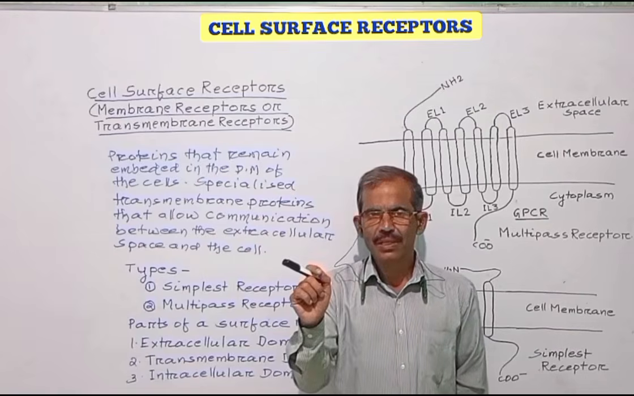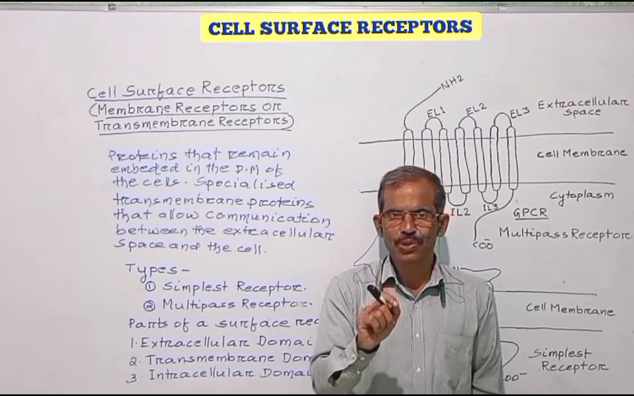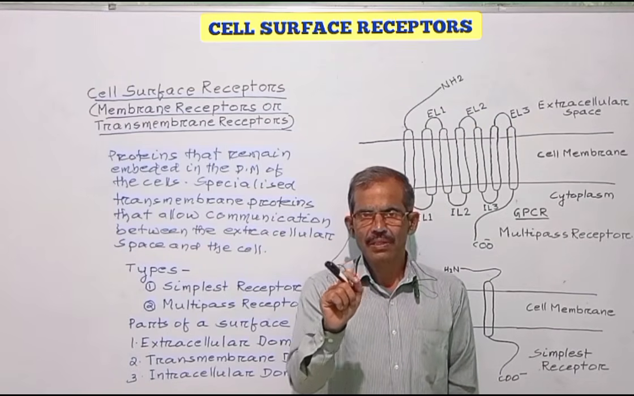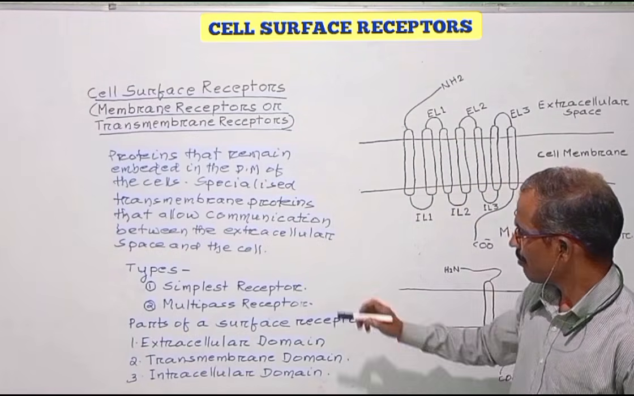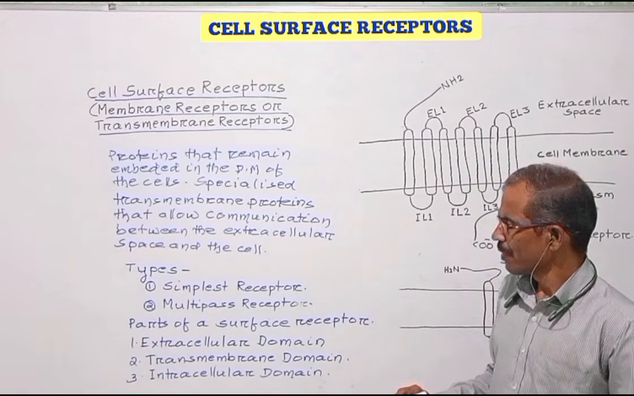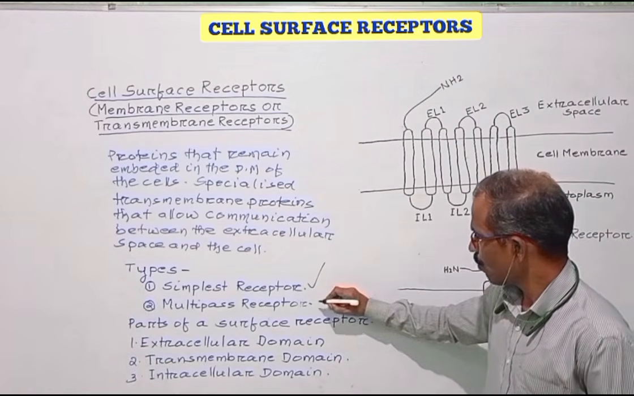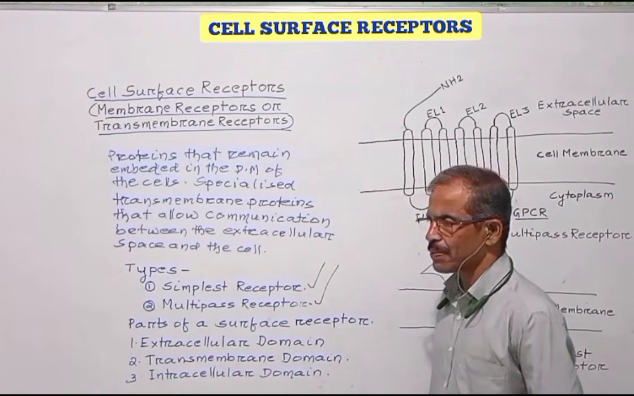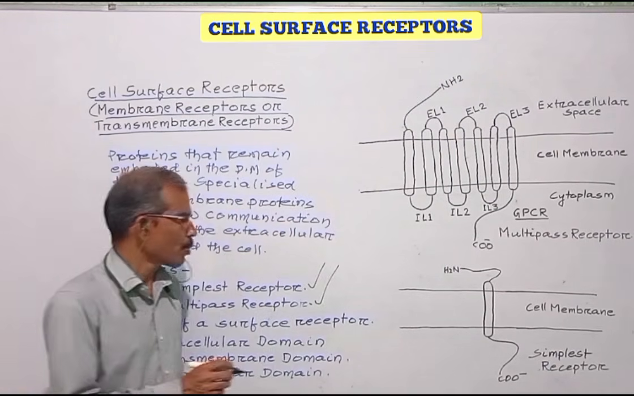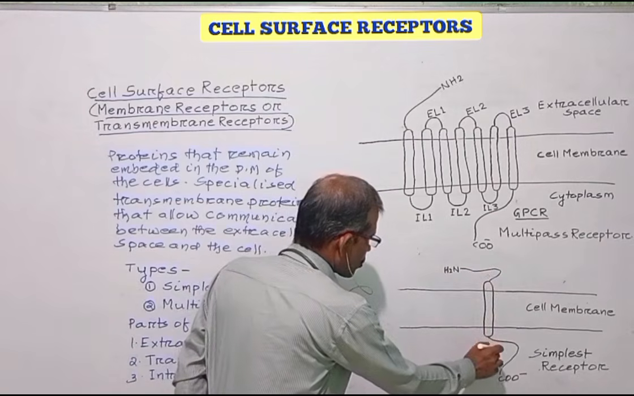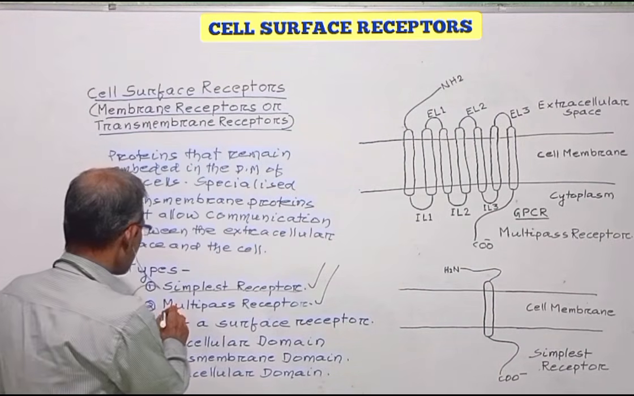Cell surface receptors are generally classified based on their tertiary structure. But if their three-dimensional structure is not known, then they are divided into two groups. First one is simplest receptors and second one is multi-pass receptors. Simplest receptors are integral membrane proteins that pass through the cell membrane only once. Number 2, multi-pass receptors.